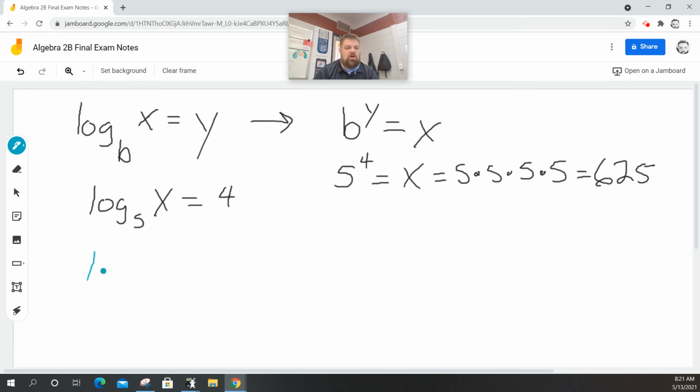So now if I say log base 4 of x equals 2, I'm going to say 4 squared, which is just 4 times 4, which is 16. Oops, I forgot to write down the 2.